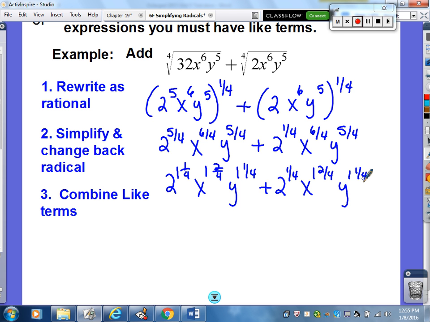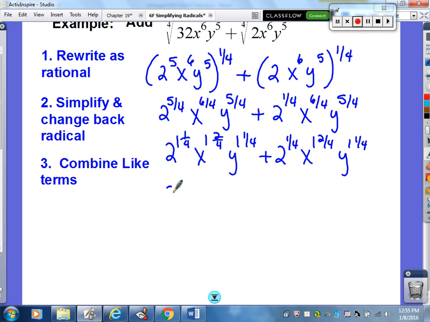Now remember, the whole numbers get to come outside the radical. The fractional parts stay inside the radical. So when I simplify this, we're going to have a 2 outside. I've got a 4th root, and a 2 is going to stay inside. My x term, an x comes out, and x squared stays in. And finally, my y term, a y comes out, and a y stays in.